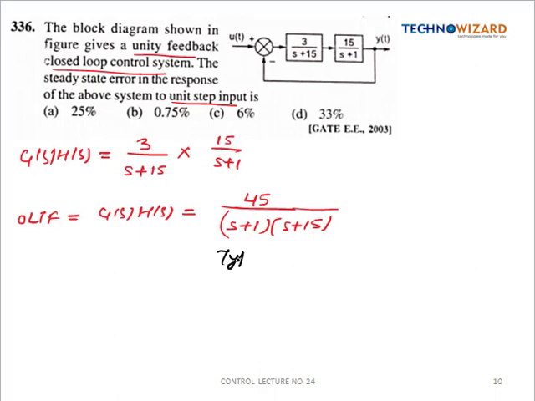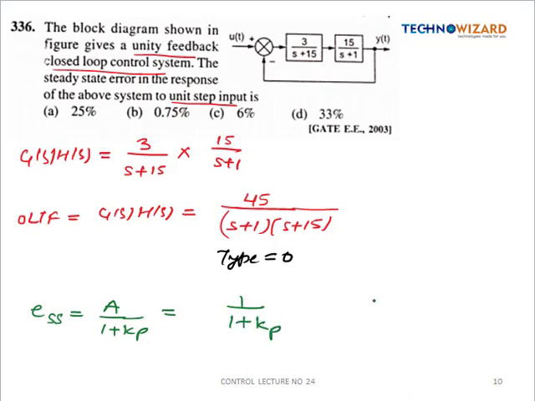So type is 0 because no open-loop pole is lying at the origin. So steady state error will exist, that is, it will have a finite value only for the step input, and we are applying the step input. So the steady state error for type 0 and step input will be given by A by 1 plus Kp, where A is the amplitude of input. Here we are applying the unit step, so A is equal to 1, so error is 1 by 1 plus Kp.